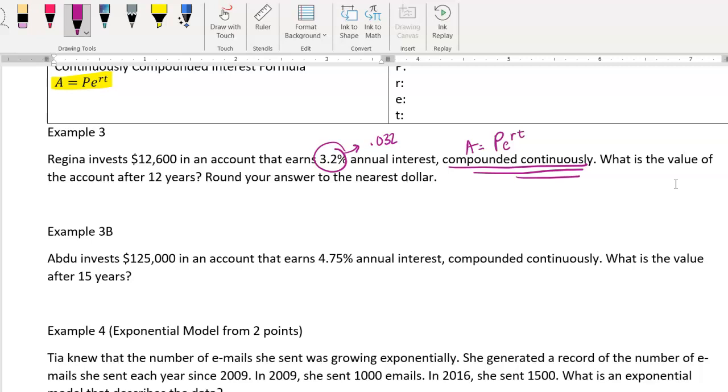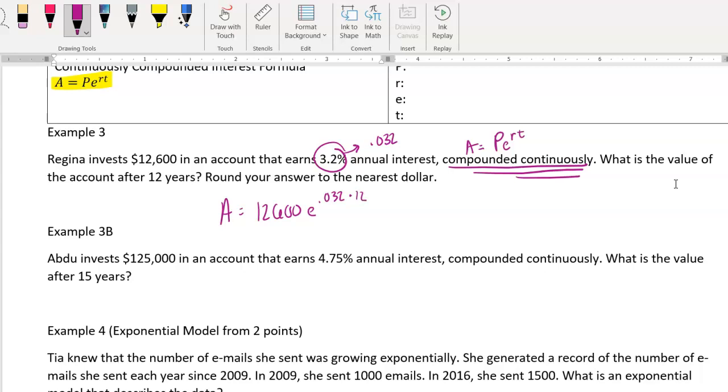All right, what is the value of the account after 12 years? Round your answer to the nearest dollar. So let's set this up. First, our principal is 12,600. And then e, which again will be a button we use in our calculator. Our exponent is going to be our rate, 0.032, times our time, which is 12 years.